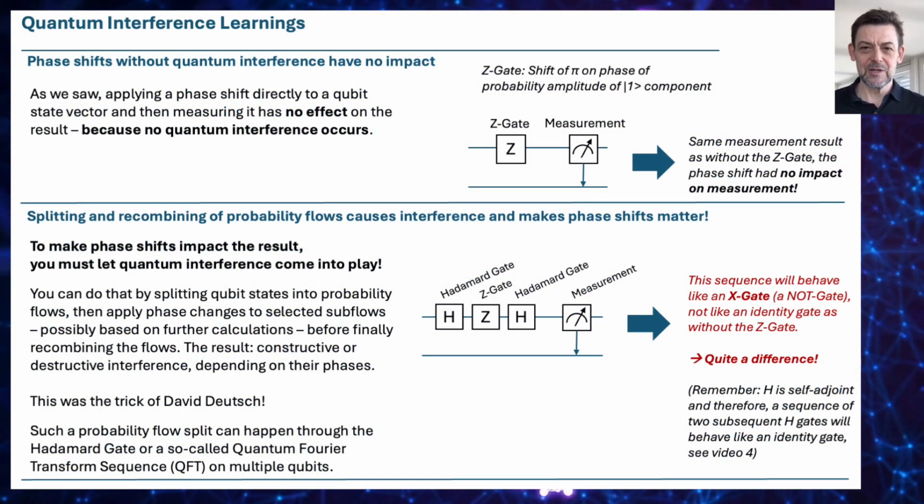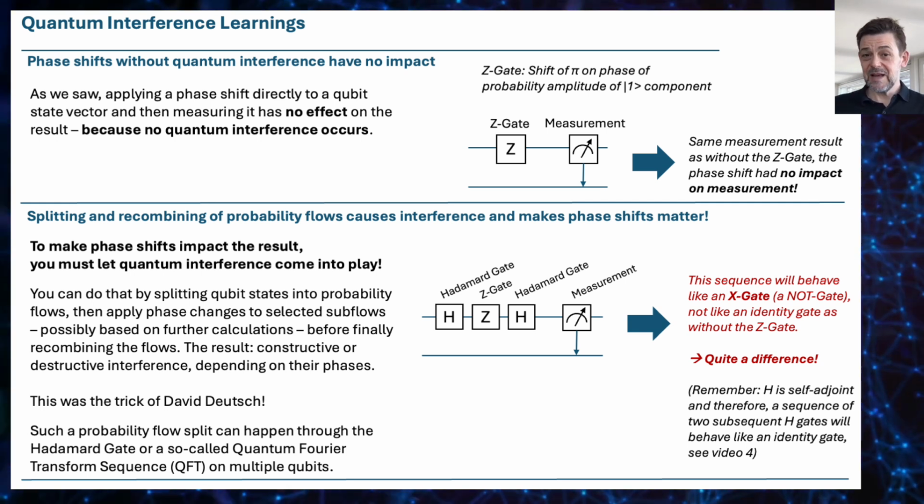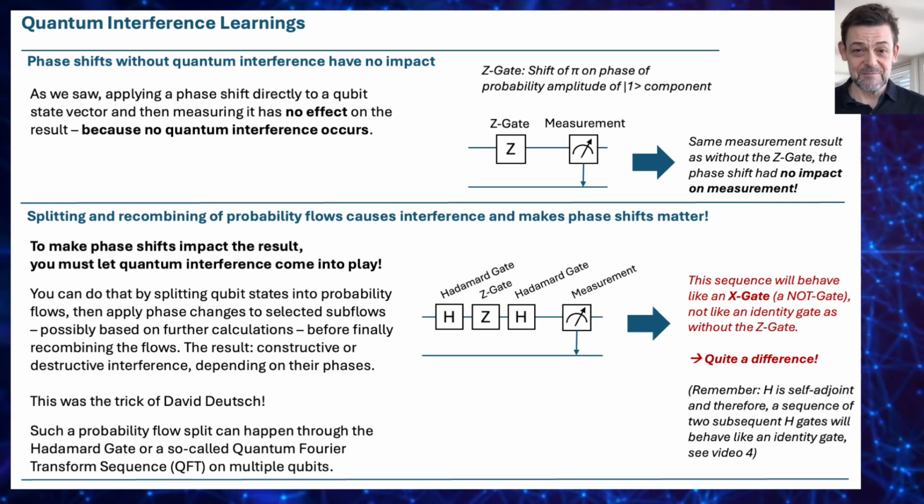Here we summarize our learnings. Phase shifts without quantum interference do not affect measurements. Applying a Z gate to a qubit state vector yields the same measurement results as without the Z gate, since no quantum interference occurs. But when a Z gate is placed between two Hadamard gates, the behavior of the gate sequence changes significantly.